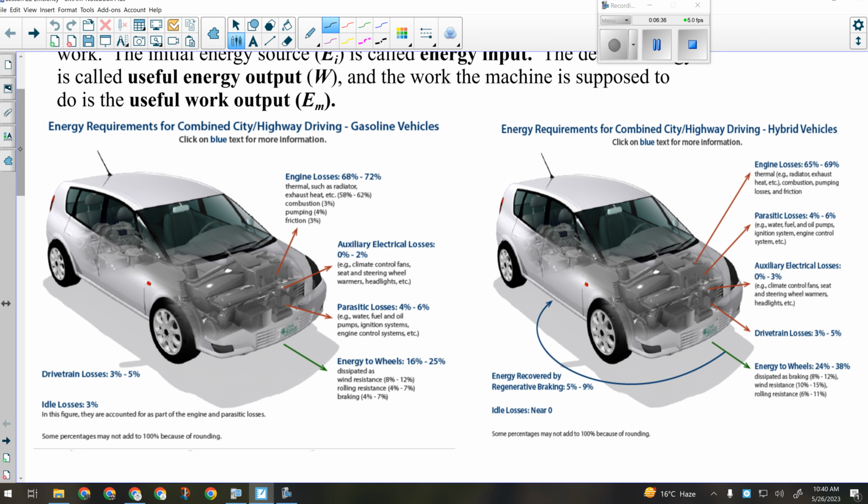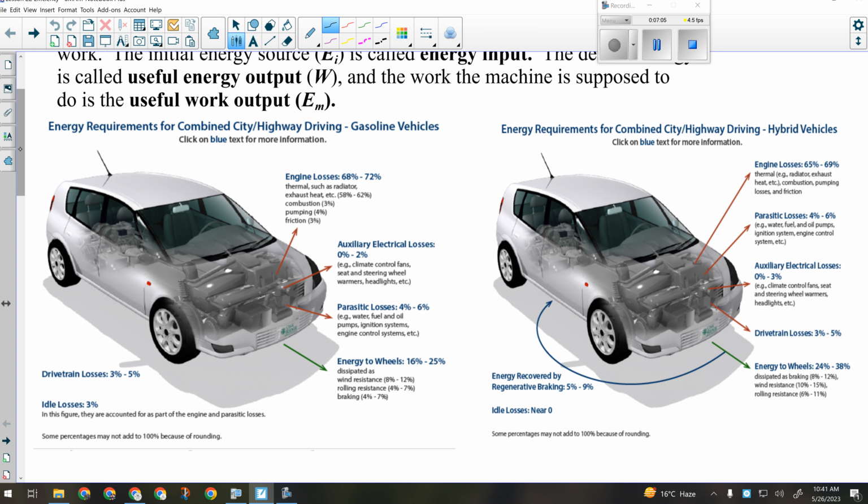So that would be climate control, fans, seat and steering wheel warmers. The more fancy stuff you have in your car, the bigger that number gets. So if you've got the seat warmers, and the rear window defogger, and the power door locks, and the power windows, and the massaging seats, because there's cars that have that now, there's going to be more electrical losses in all of that, the touch screen, all of that stuff.